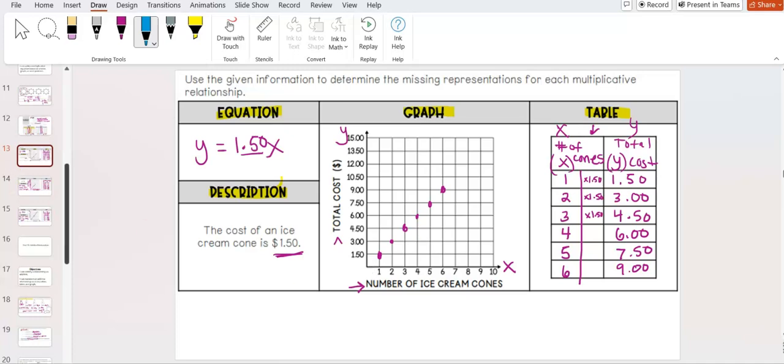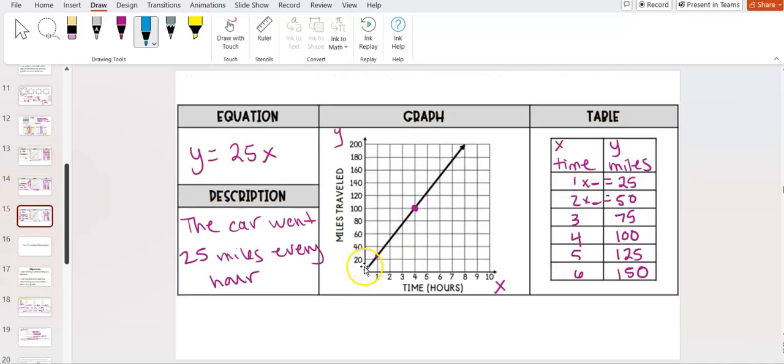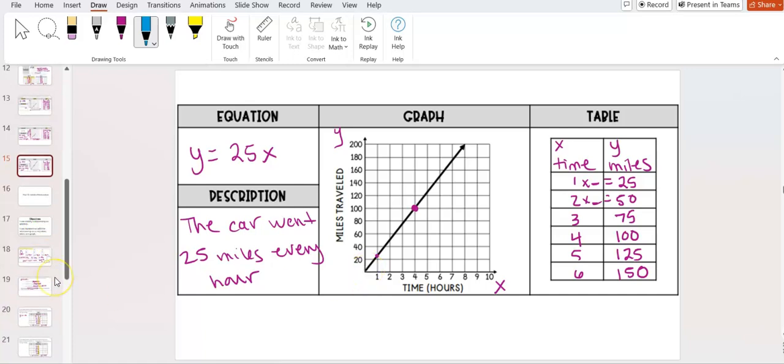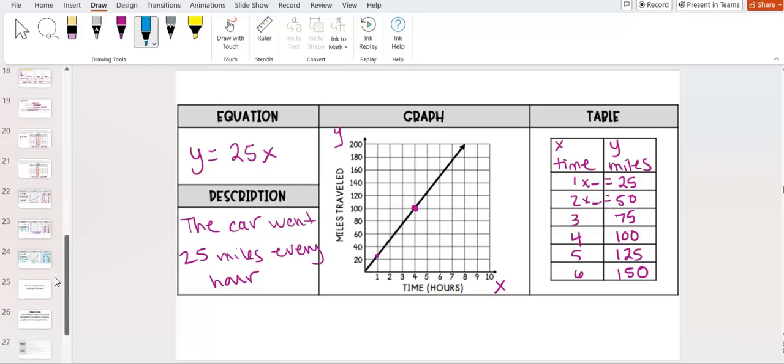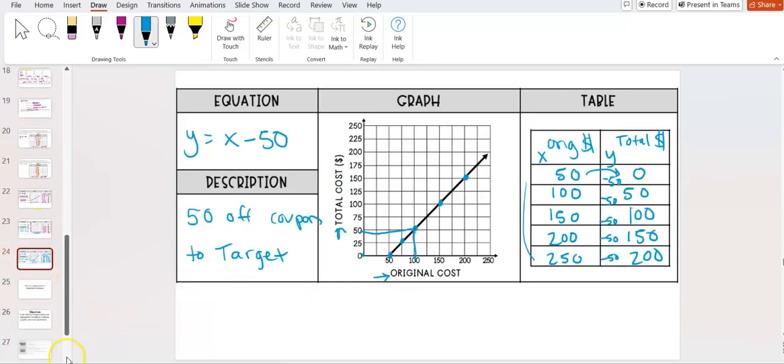Because if I buy 0 ice creams, I pay $0. Go to the next one. There we go. If I have 0 baskets, I have 0 oranges. If 0 time has passed, I've gone 0 miles. So multiplicative always goes through 0, 0, whereas additive does not. There you go.